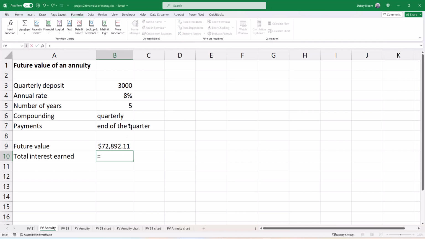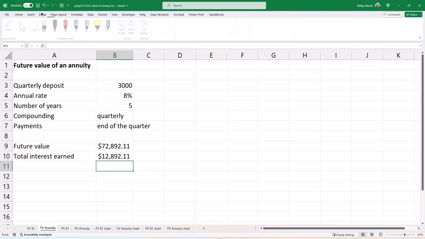Now to calculate the interest, we take the maturity value and we subtract out what we deposited. So our maturity value is the $72,892.11, and what we deposited was 20 payments of $3,000. So we subtract the $3,000 payment multiplied by the number of years multiplied by 4 payments per year. So the maturity value minus what we deposit, and we come down to $12,892.11 in interest.